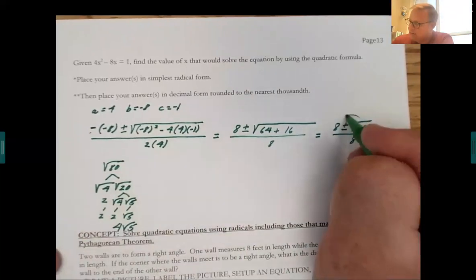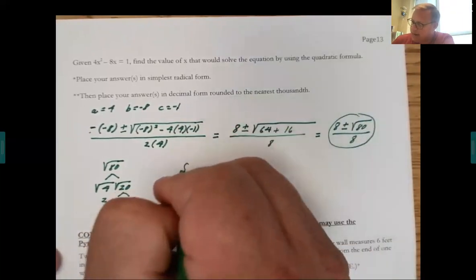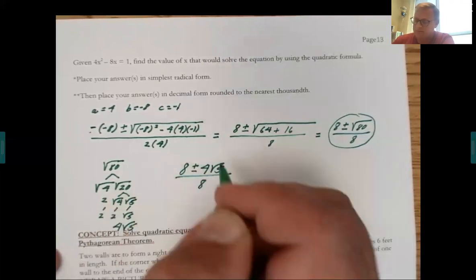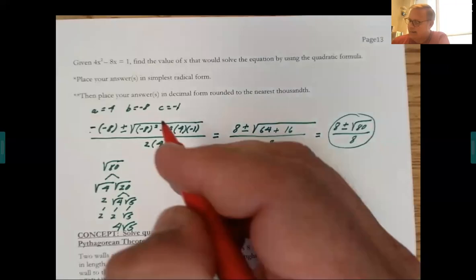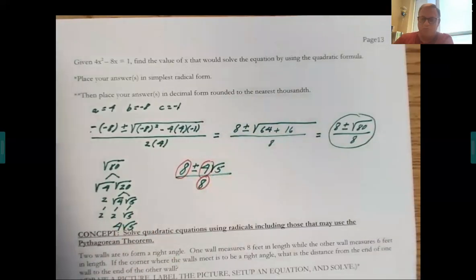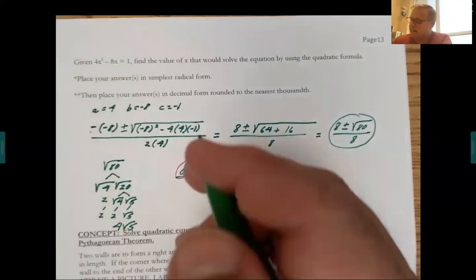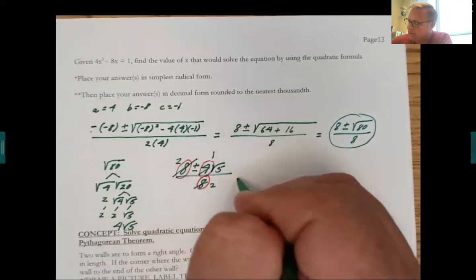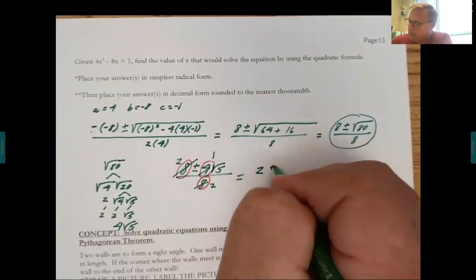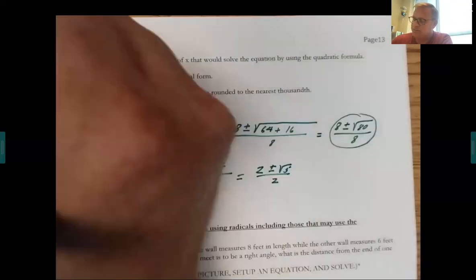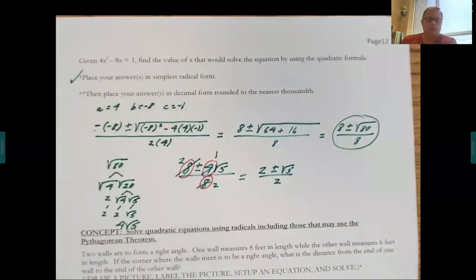So what we're looking at over here is this is going to become 8 plus or minus 4 square root of 5 over 8. Changing colors for a second, we need to look at this, and this, and see if they all have something in common. You bet they do. They all can be divided by 4. So that's a 2, that's a 1, and that's a 2. So our final answer is 2 plus or minus the square root of 5 all over 2. That satisfies this part right there up top.